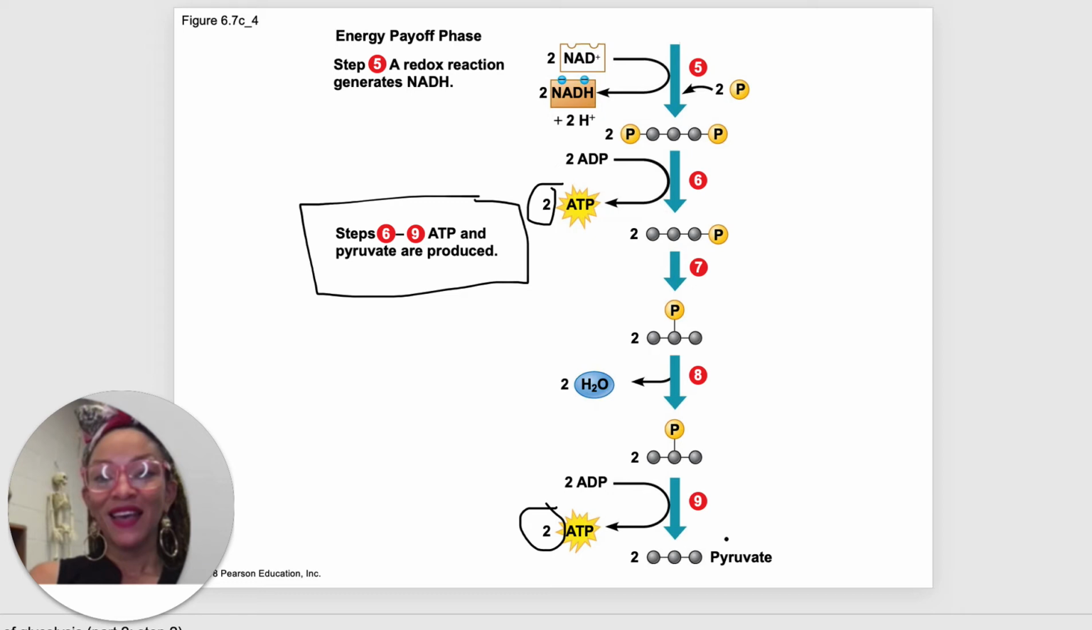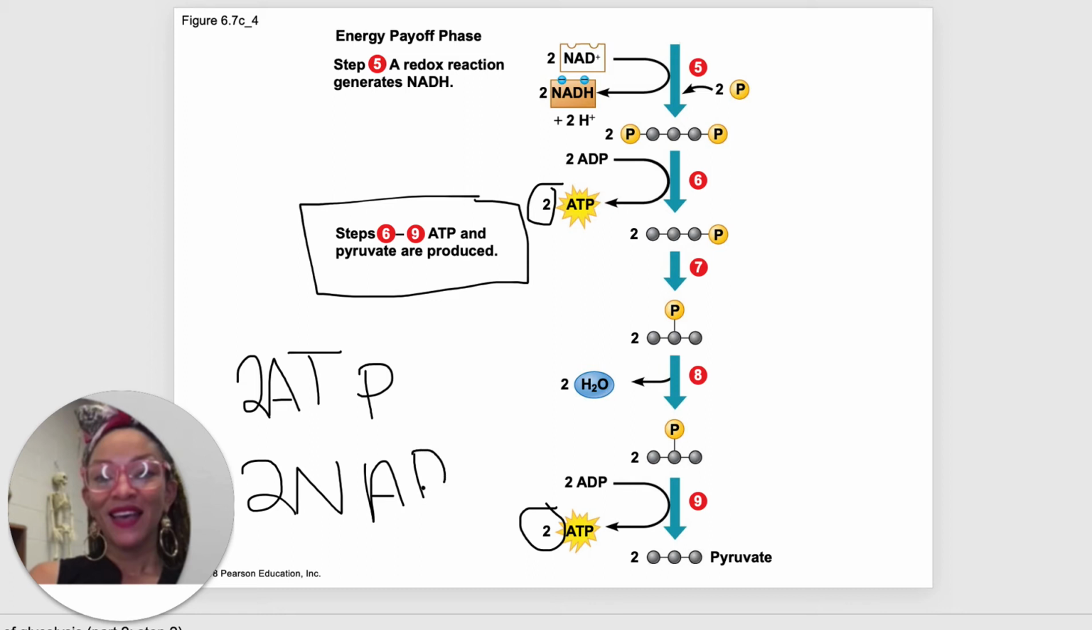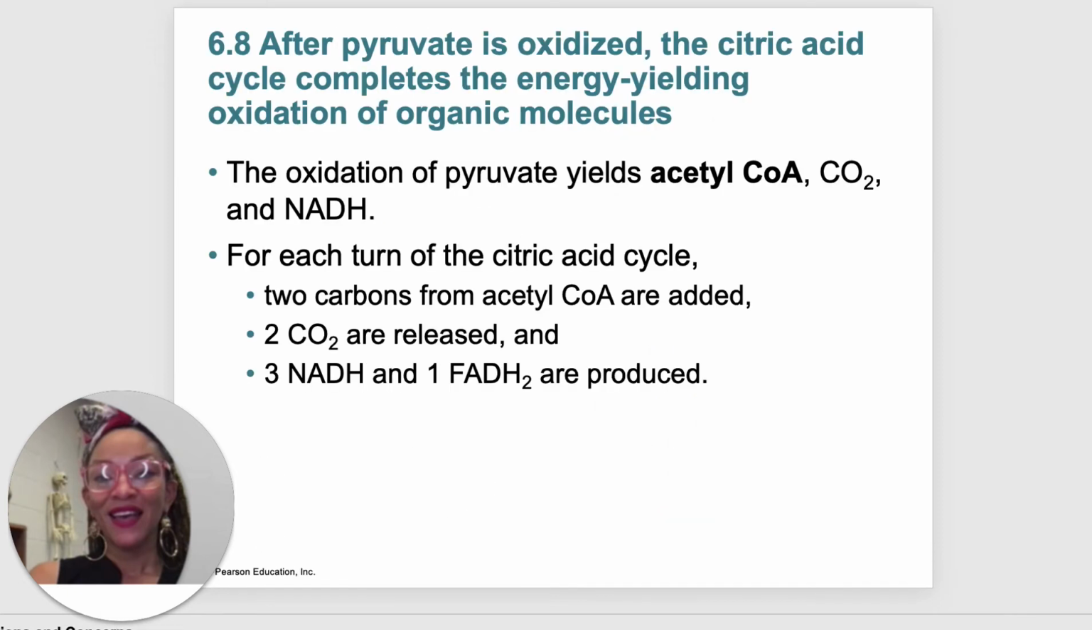But because we had to use 2 ATP to fuel the reaction, we only get a net yield of 2 ATP. Even though 4 are produced, we had to use 2. So 2 ATP, 2 NADH, which are our electron carriers, so they carry the little electrons on them, and also 2 pyruvate. So these are your net yields of glycolysis. Okay. So then these are fed into the second part and third part and fourth part of cellular respiration.